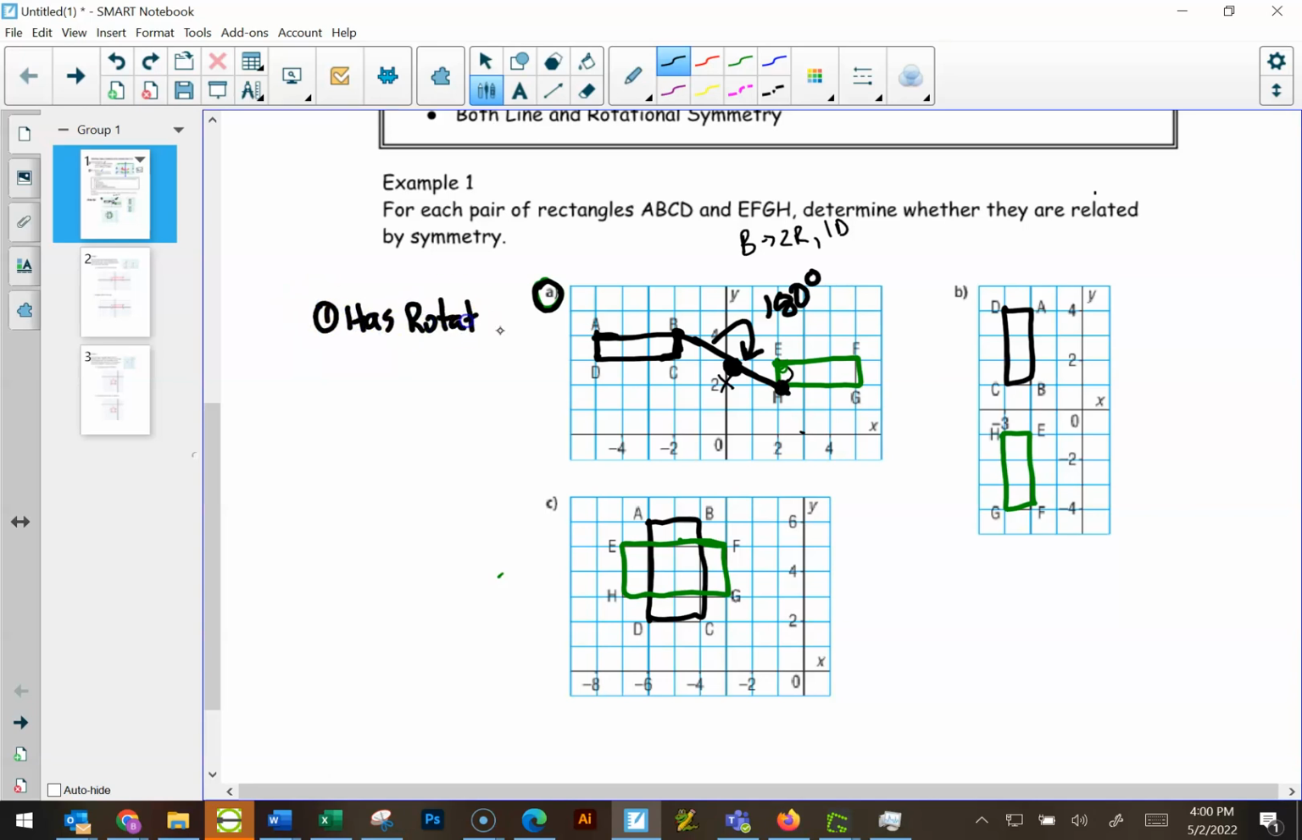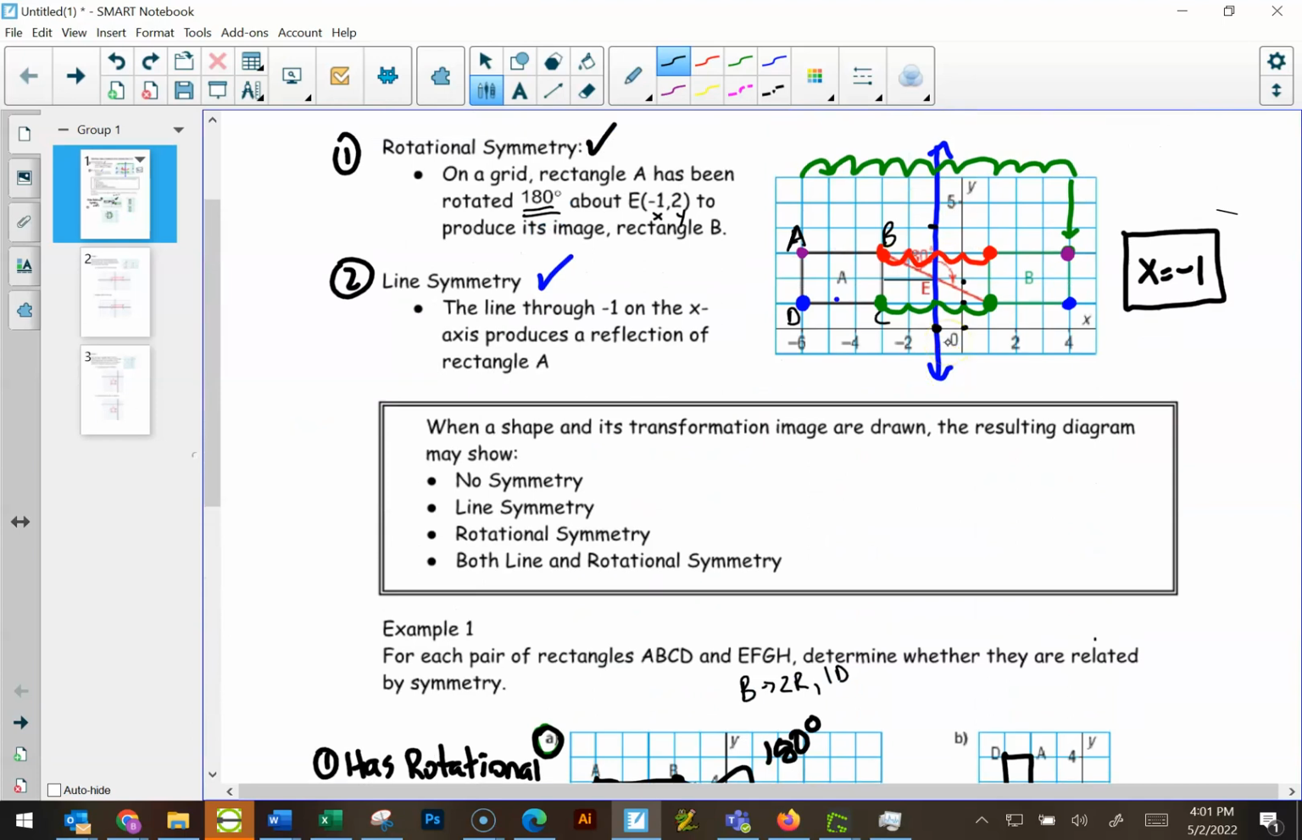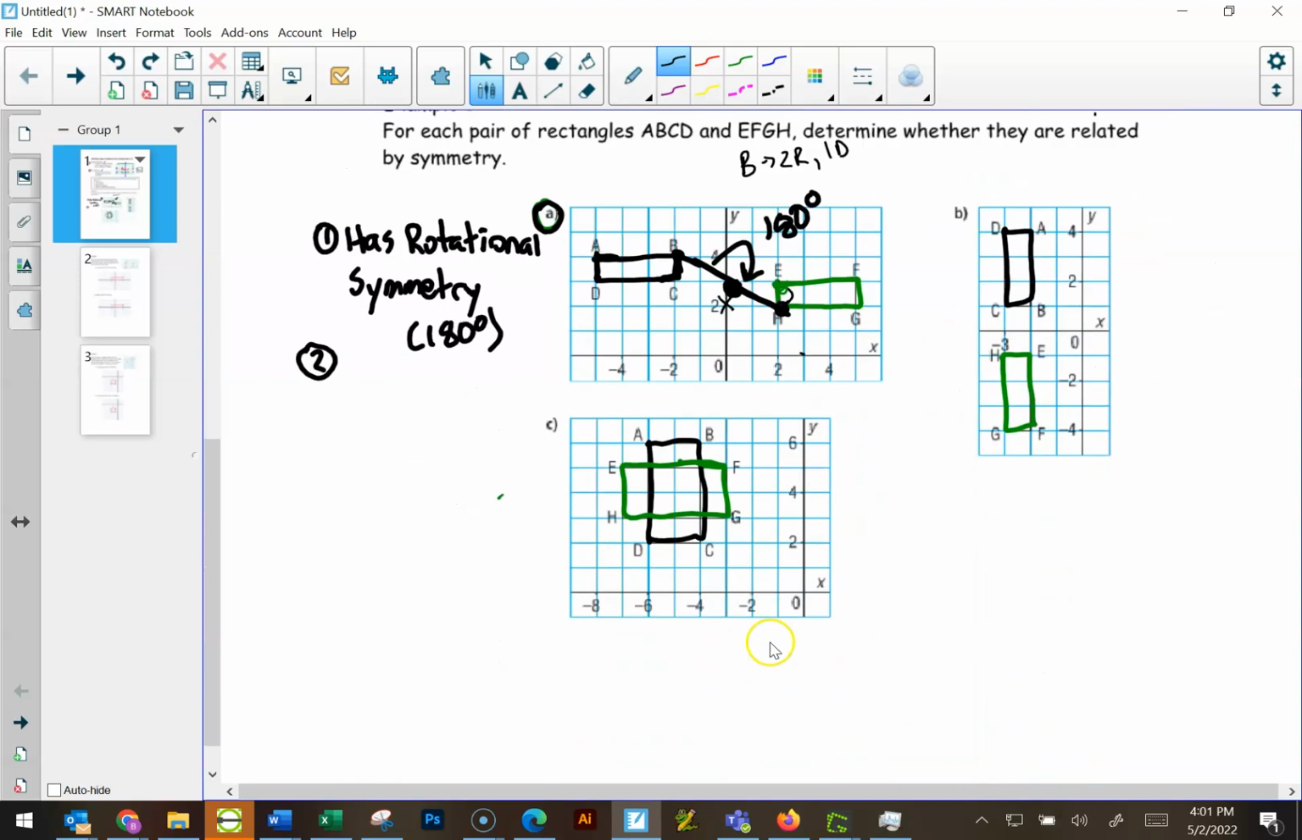Great. And we even got a little bit more specific. We said if you rotate this object 180 degrees, you will end up on top of the green version. So that's great. It has rotational symmetry. Does it have line symmetry? Line symmetry, we're looking at reflection. Can I draw a line somewhere so that all the points match up? And I'm not thinking that there is line symmetry on this one.